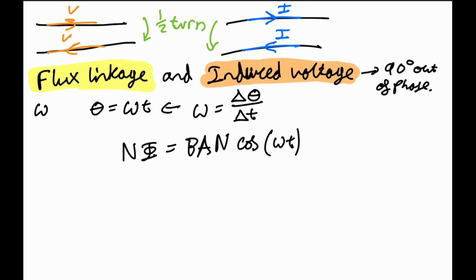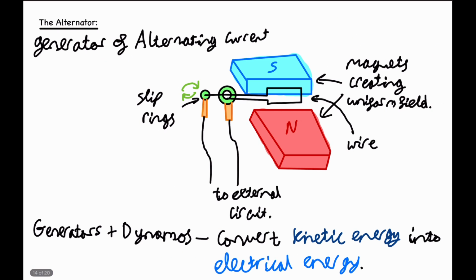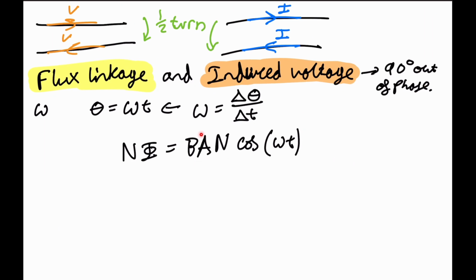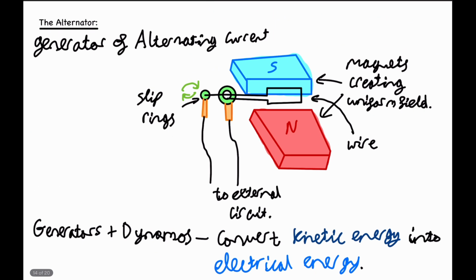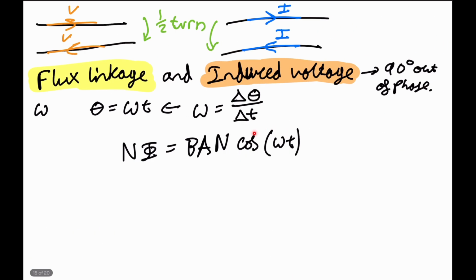And this equation relates the flux linkage to the magnetic flux density of the magnets in between, the area of the coil of the alternator and the number of turns it has. And so in this case, it would only have one turn because it goes this way. And this relates to the flux linkage over time.